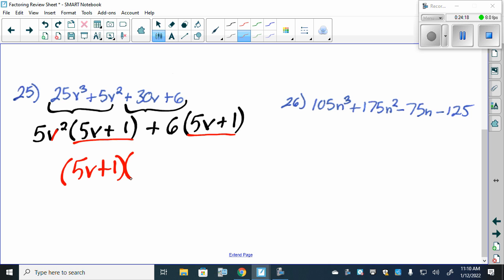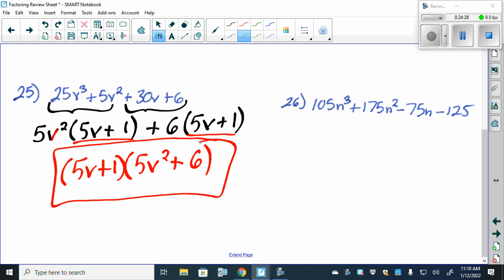And if I factor 5v plus 1 out of the first, I'm left with 5v squared plus 6. And that's it. Now again, with any of the terms inside the parentheses having a degree greater than 1, so we're looking at the v squared plus 6, we might want to just double check and make sure it won't factor again. But this one won't factor because the only time we have 2 terms in it factoring is if it has a difference of perfect squares. So this one won't go any further.